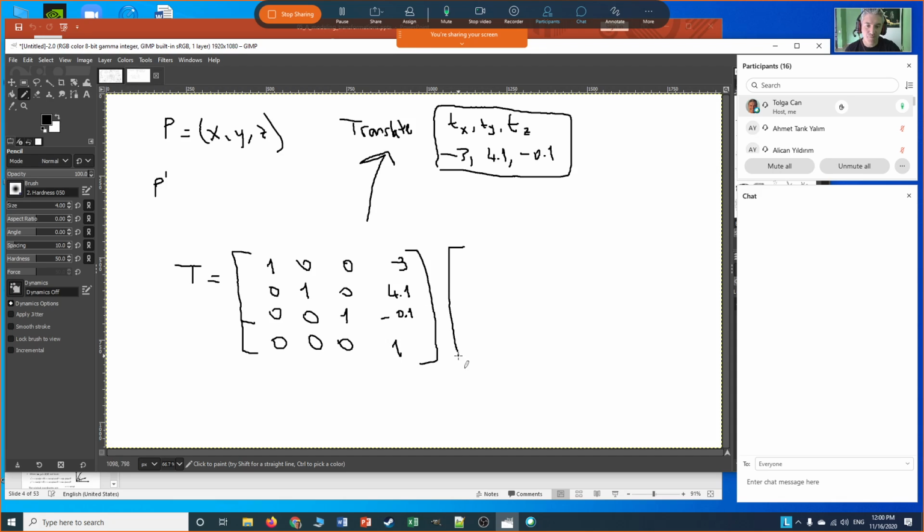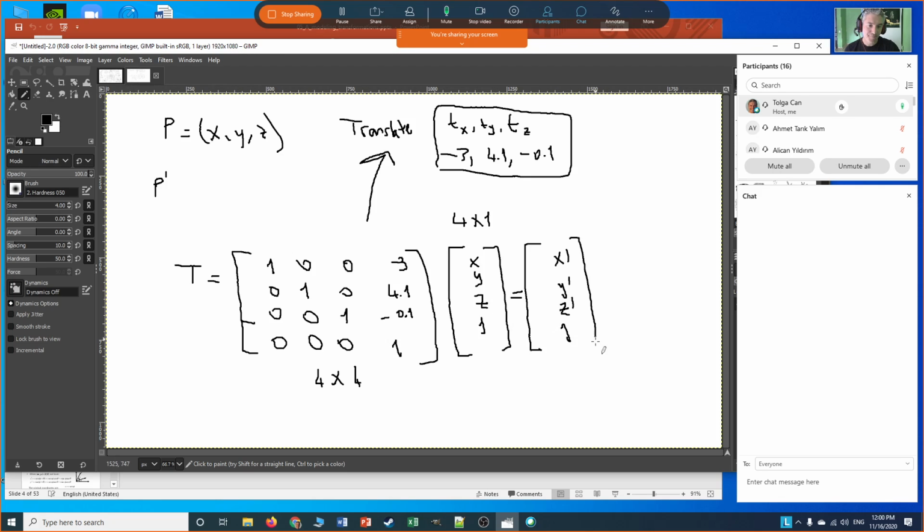Given any point with xyz coordinates, I will right multiply it. That's also very important. I have a 4 by 4 matrix, and I right multiply it with my point, which is a 4 by 1 vector. The result will be another 4 by 1 vector. This x prime, y prime, z prime will be the coordinates of P prime.